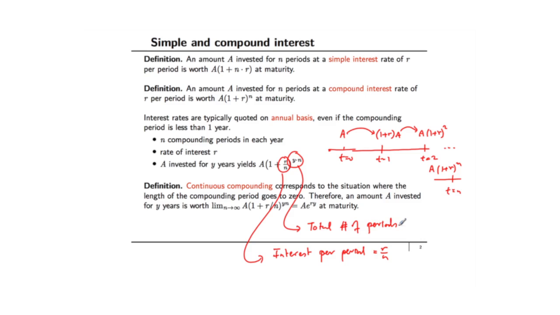The length of the compounding period is going to 0. Therefore, the number of compounding periods is going to infinity. And you end up getting that the expression simplifies to A times e raised to the power RY. For those of you who are well versed with differential equations, you can find out that dA/dt is going to be R times A. And if you solve this differential equation, you'll get exactly the same expression that we have on that slide.